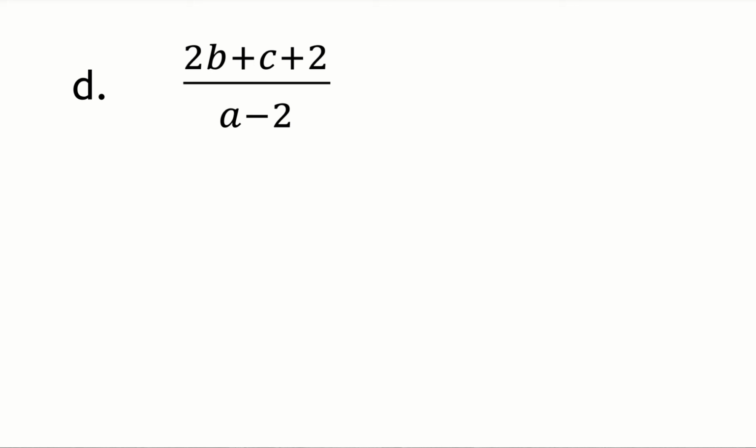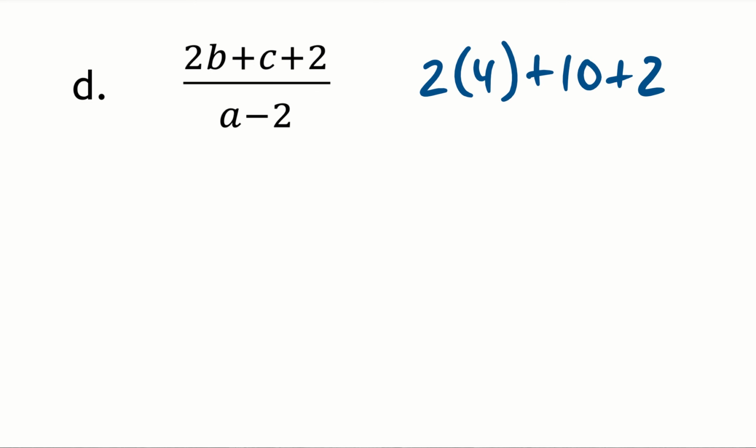Okay, let's look at the last one, D. On D, I've got 2 times B. B is the number 4, so I've got 2 times 4 plus C, which was 10, and then plus 2. So that's the numerator. And my denominator, A, is -3, and I am subtracting from that 2.